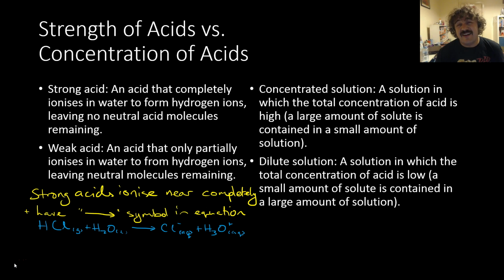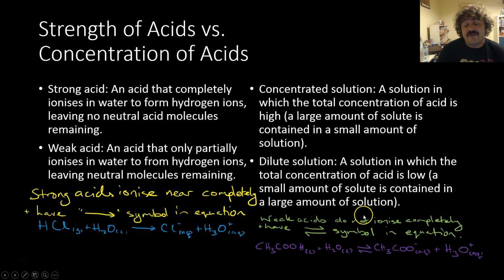Now, strong acids ionize near completely, and they have the complete, the straight single arrow in the equation. And an example here is hydrochloric acid plus water, or hydrogen chloride plus water, goes to chloride ions and a hydronium ion, and then you'll see that it has the regular arrow in there.